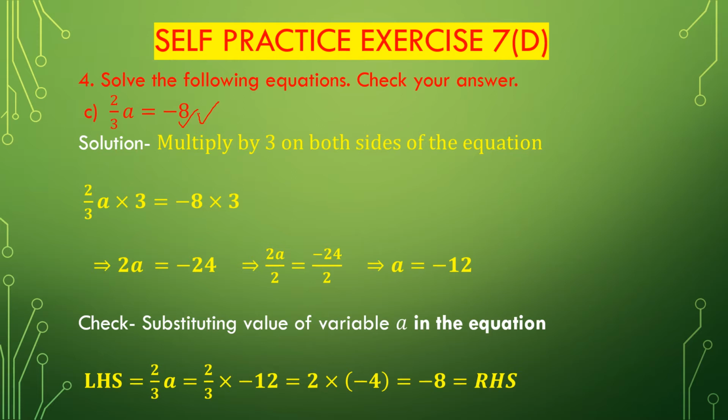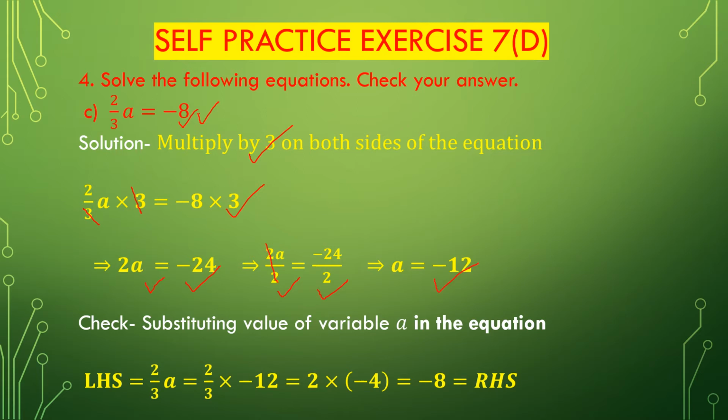So multiplying by 3 on both sides of this equation, we get 2 divided by 3a multiplied with 3. Cancelling 3 and 3, we get -8 multiplied with 3, that is 2a equal to -24. Now 2 is multiplied with a, so we have to divide by 2 on both sides of this equation, that is 2a divided by 2 equal to -24 divided by 2. Cancelling 2 and 2, we get a equal to -12.